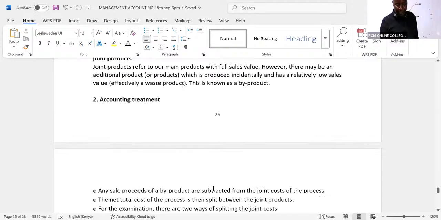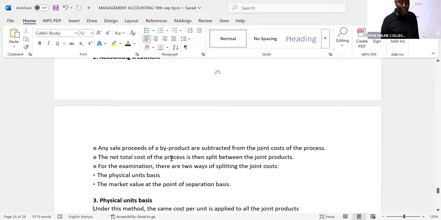Accounting treatment. Any sale proceeds of a byproduct, that waste material, like the sawdust, are subtracted from the joint cost of the process. The net total cost of the process is then split between the joint products. For examination purposes, there are two ways of splitting the joint costs. We have the physical units basis. Number two, we have what we call the market value basis at the point of separation. However, I will still teach you another third method known as net realizable value. But if you look at your past papers, normally they want you to split the joint costs using physical units or market values. We start with the first one, which is the physical units basis.